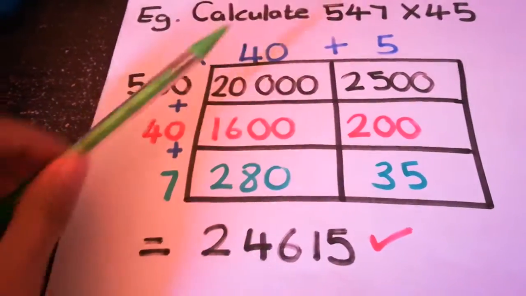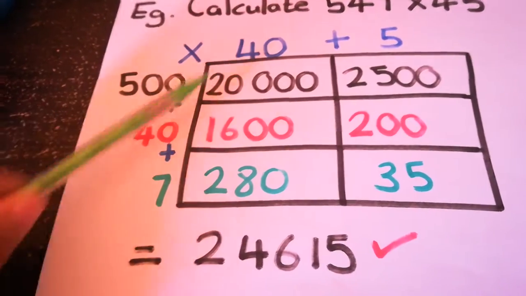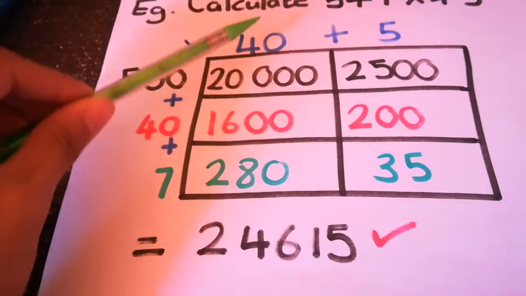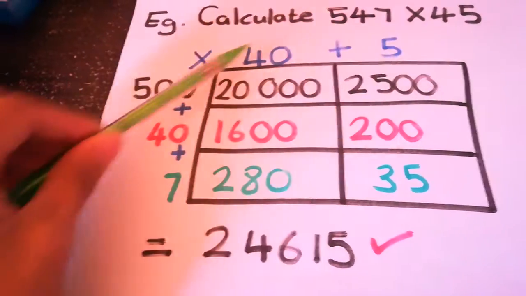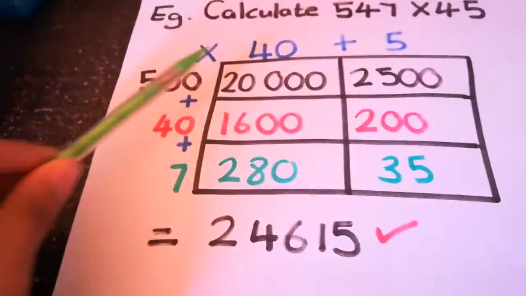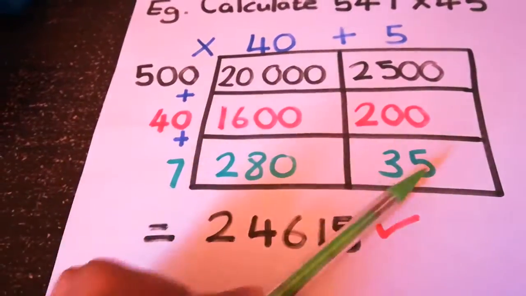So let's start. 40 times 500 is 20,000. 40 times 40 is 1,600. 40 times 7 is 280. 5 times 500 is 2,500. 5 times 40 is 200, and 5 times 7 is 35.